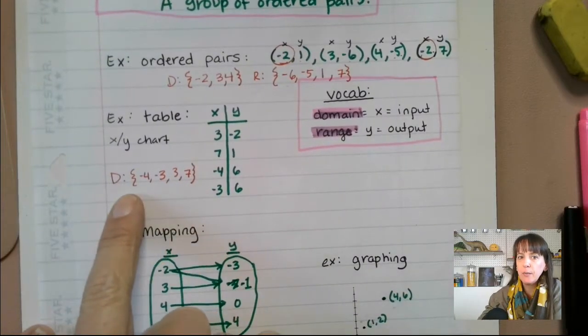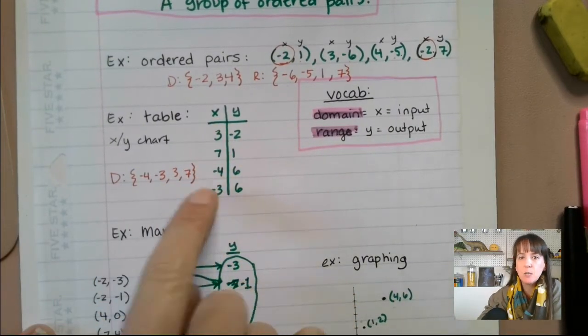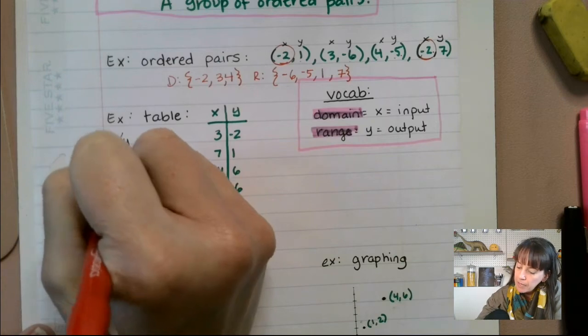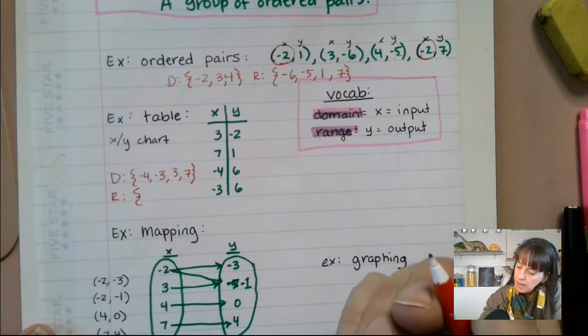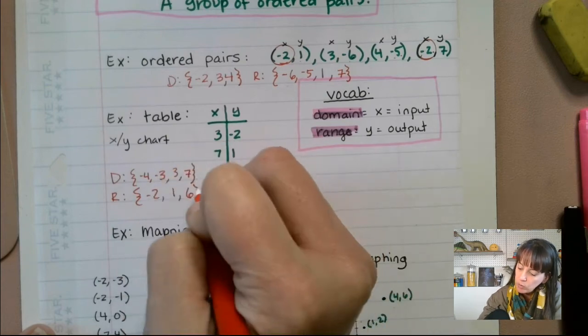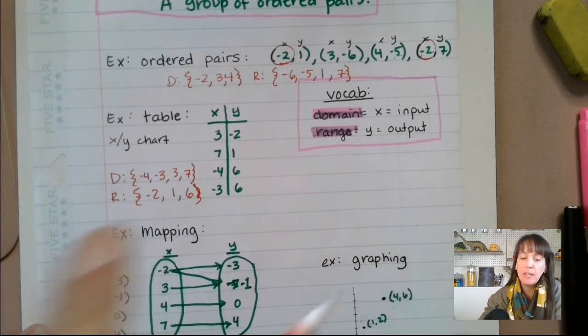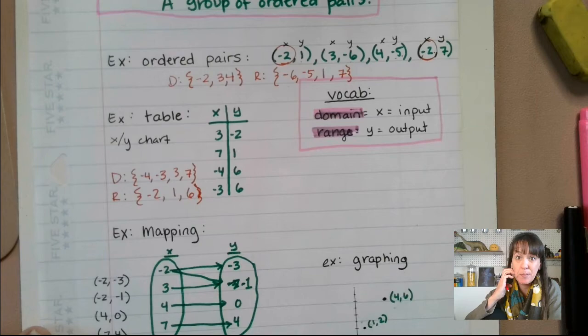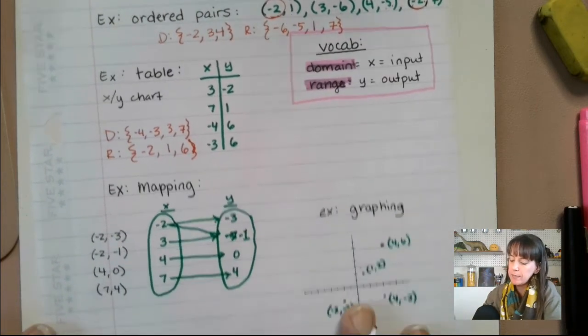This one here though, the x does not repeat. This one would be considered a function. My range is going to be -2, 1, and 6. Again, I only list it one time even if it does repeat. Now, I don't care if the range repeats. It's just the domain or the x that I'm worried about.